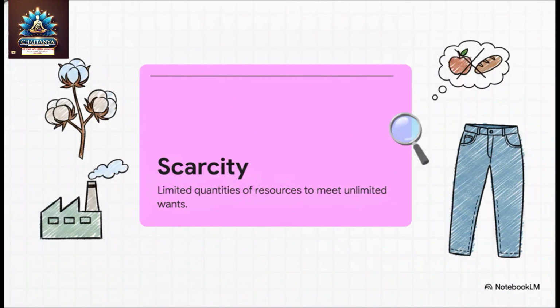Consider a simple pair of denim jeans. The land to grow the cotton, the labor to sew it, the capital, it is all limited. Choosing to use scarce resources for those jeans means they absolutely cannot be used to grow food or manufacture other goods at the exact same time. Choosing to produce one thing always means leaving something else unproduced.